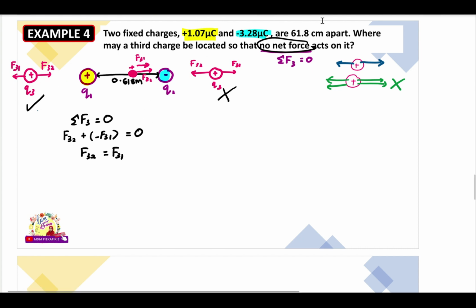Okay, tapi kita tak tahu dekat mana. So, kita labelkan dia sebagai position kat sini, jarak dia adalah X daripada Q1. Saya tak tahu berapa, okay, saya letak X saja. Okay, so sekarang kita boleh masukkan dalam equation KQ3Q2, F32 adalah force antara charge 3 and charge 2, and R32 jarak antara charge 3 and charge 2, is equal to KQ3Q1 over R31 squared.